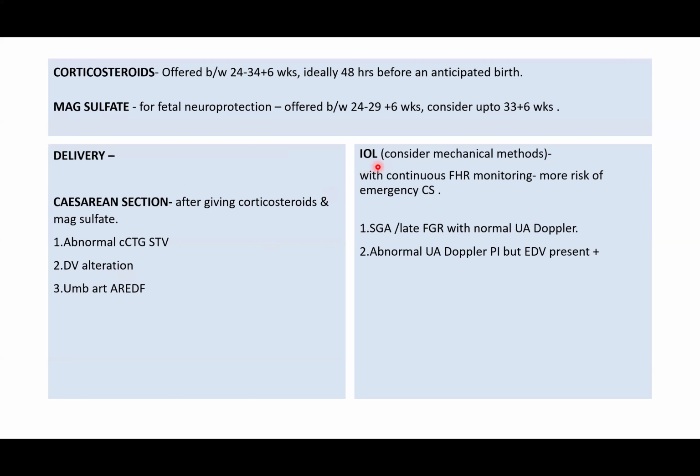Indications for induction of labor. So when we are offering induction of labor, we should consider mechanical methods. And there has to be continuous fetal heart rate monitoring, and there is also more risk of emergency cesarean section. So women having an SGA baby with late FGR and normal umbilical artery Doppler, or abnormal umbilical artery Doppler pulsatility index but end-diastolic flow present, we can offer delivery with induction of labor.